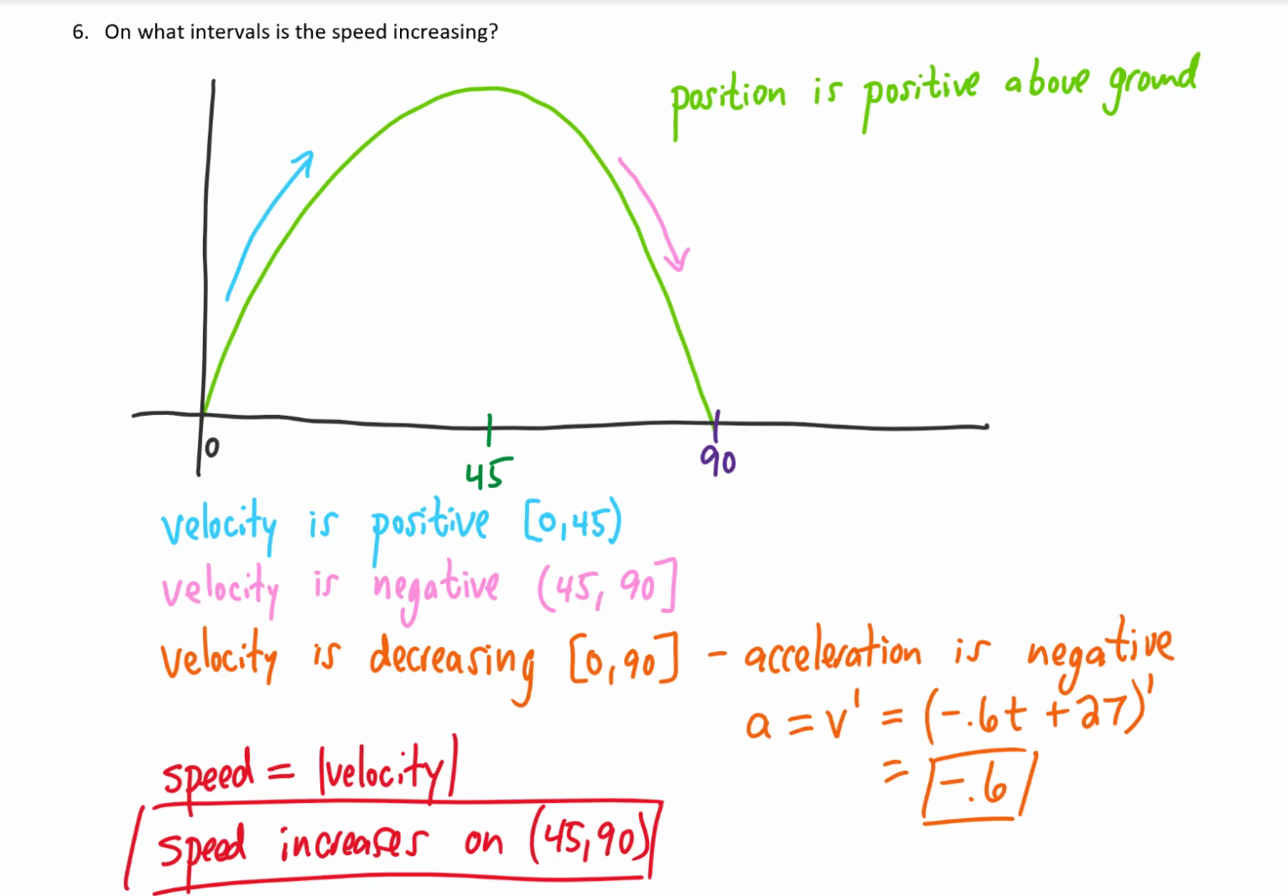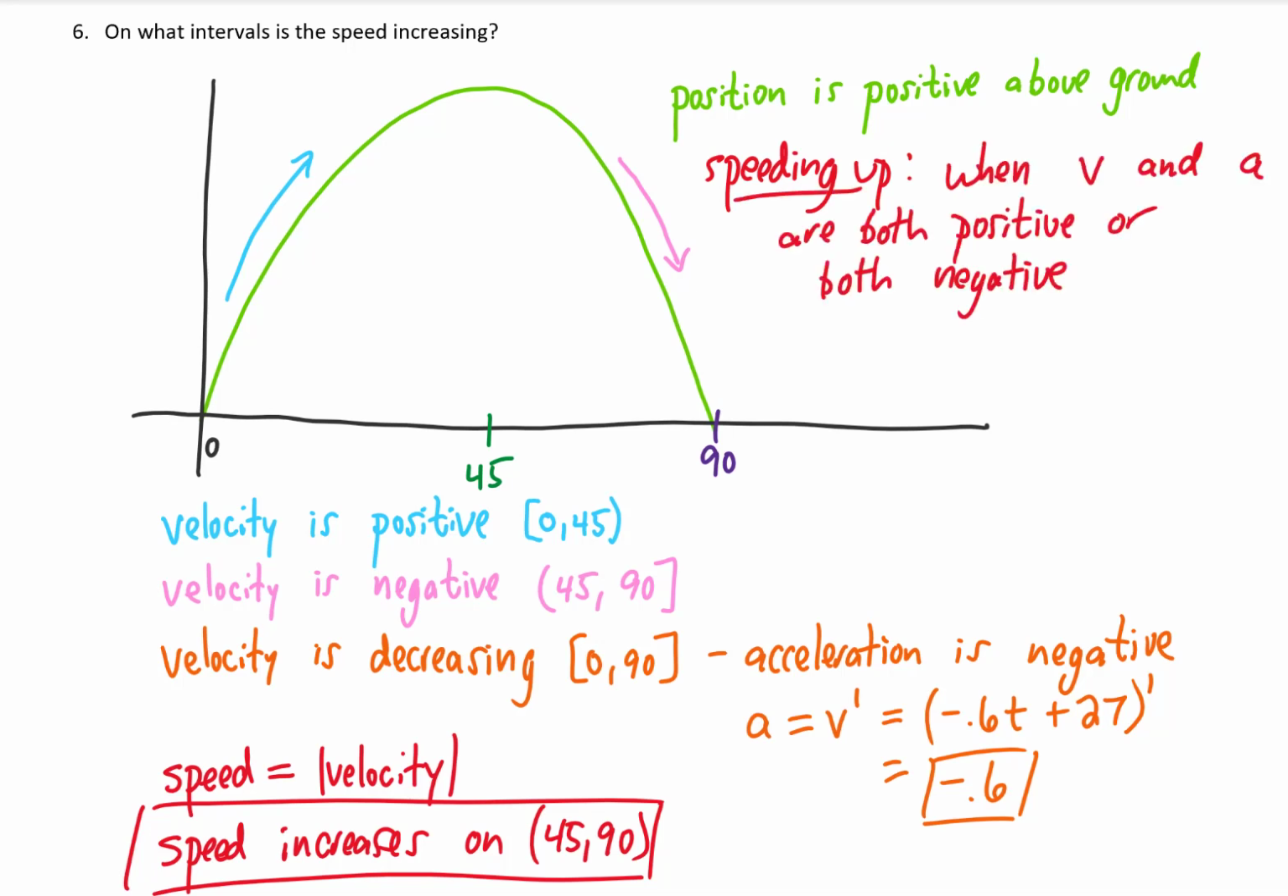But maybe we can come up with some more general rules for when an object is speeding up or slowing down. An object is speeding up when either both its velocity and acceleration are positive, or when both its velocity and acceleration are negative. An object would then be slowing down when velocity and acceleration have opposite signs.